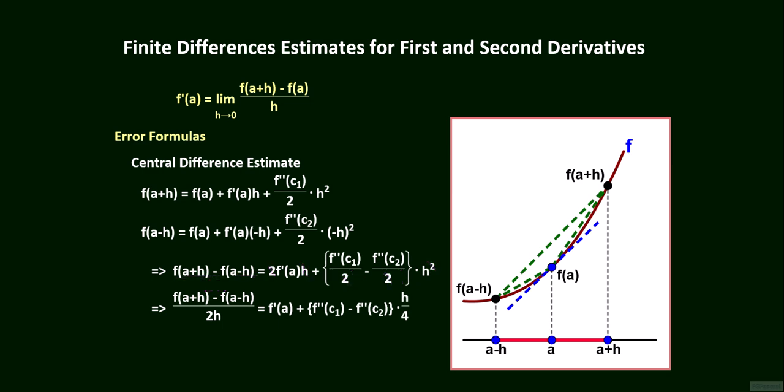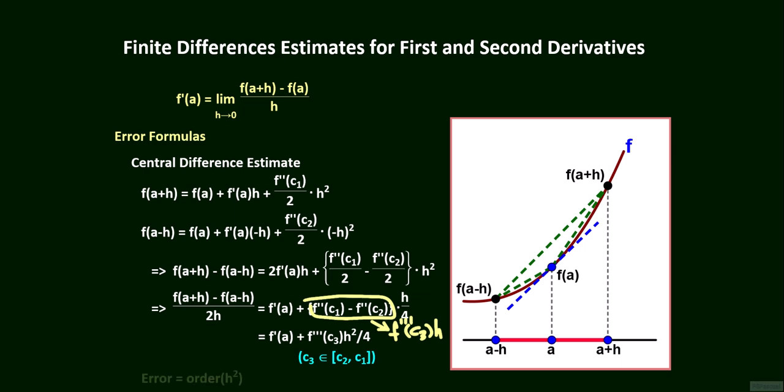If f triple prime exists, the mean value theorem says that f double prime of c sub 1 minus f double prime of c sub 2 should be equal to f triple prime of c sub 3 times h, where c sub 3 is a value between c sub 2 and c sub 1. Therefore, the right side becomes f prime of a plus f triple prime of c sub 3 times h squared divided by 4, and the error for the central difference estimate is of order h squared.